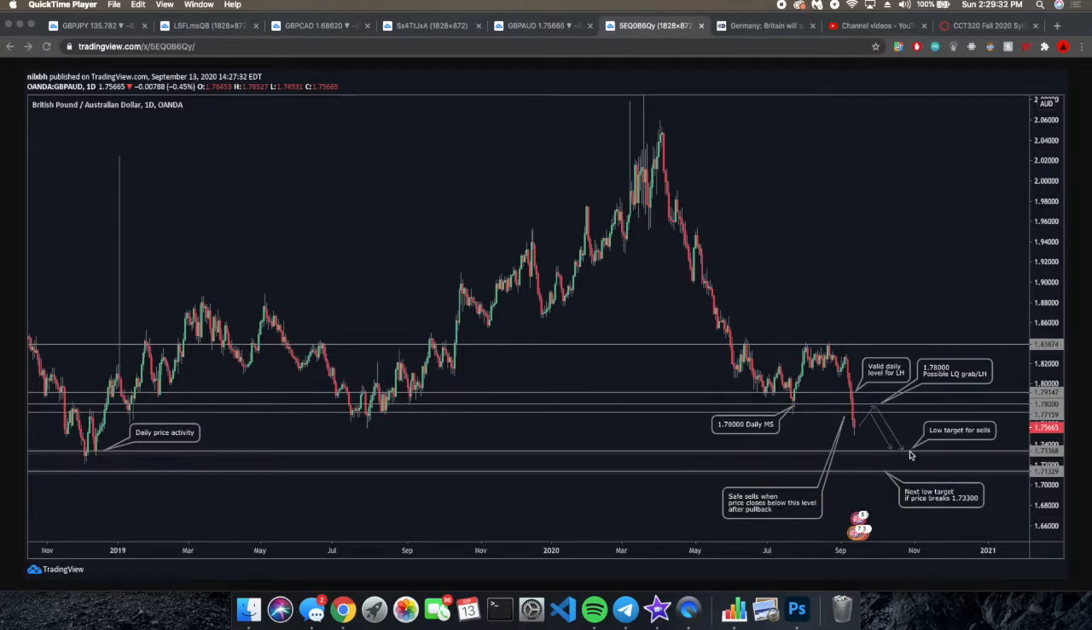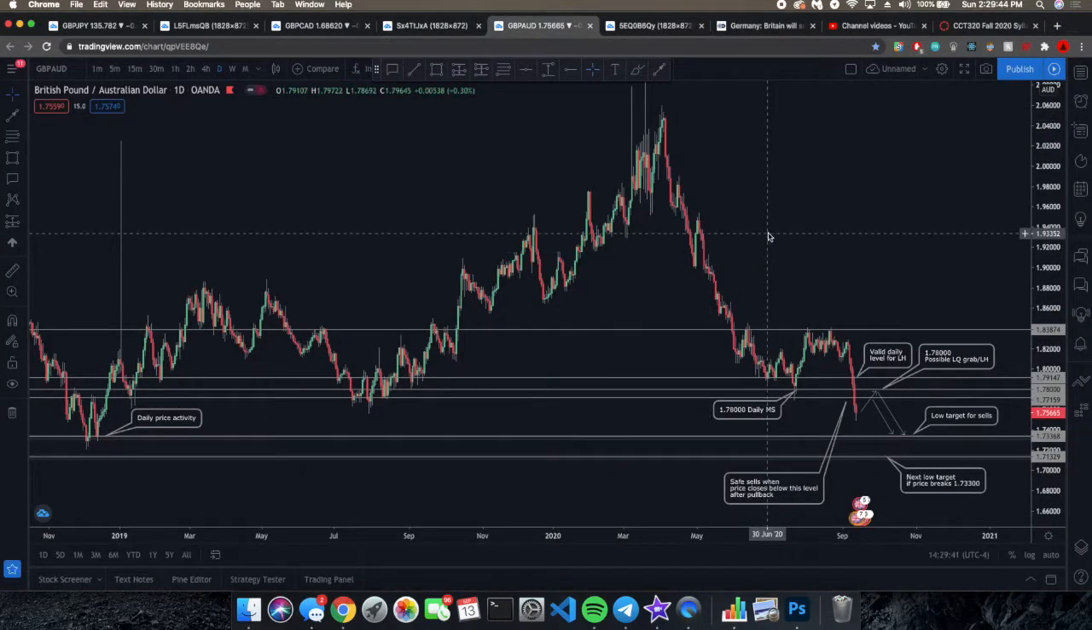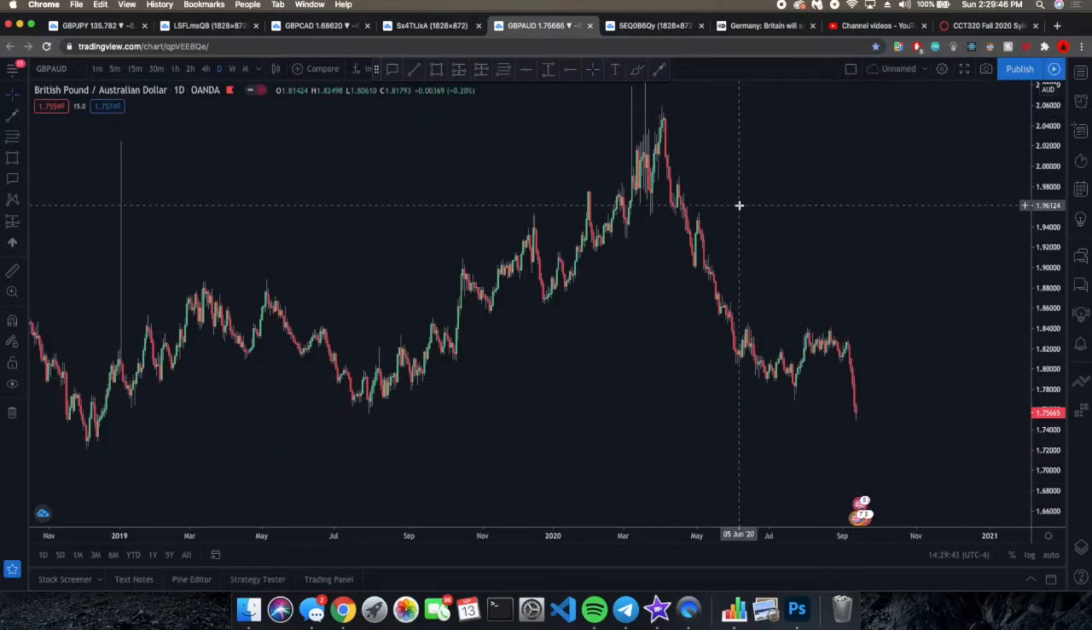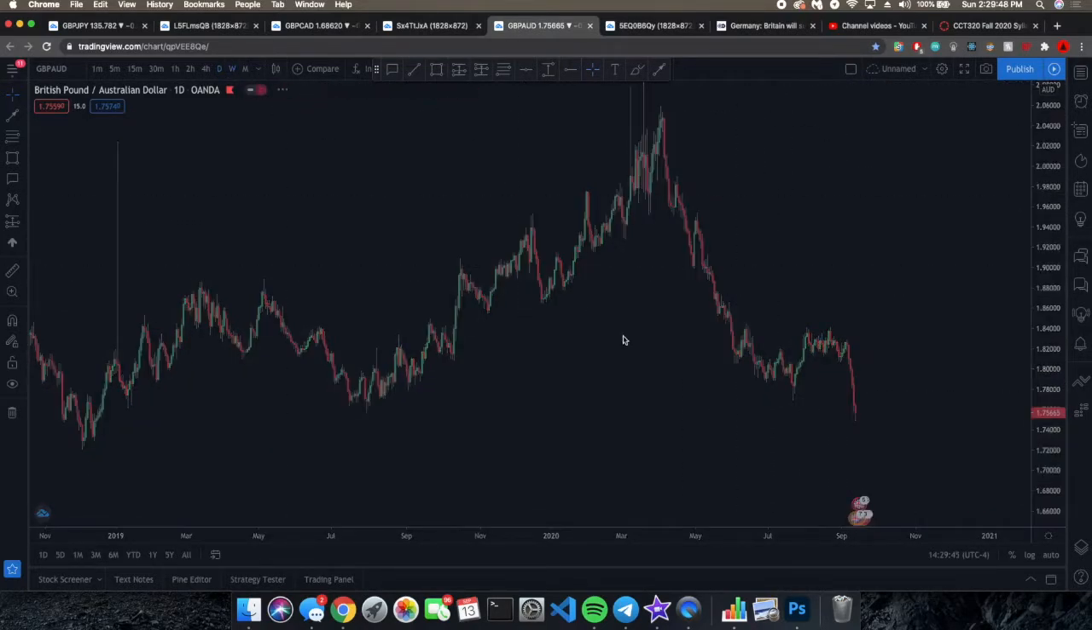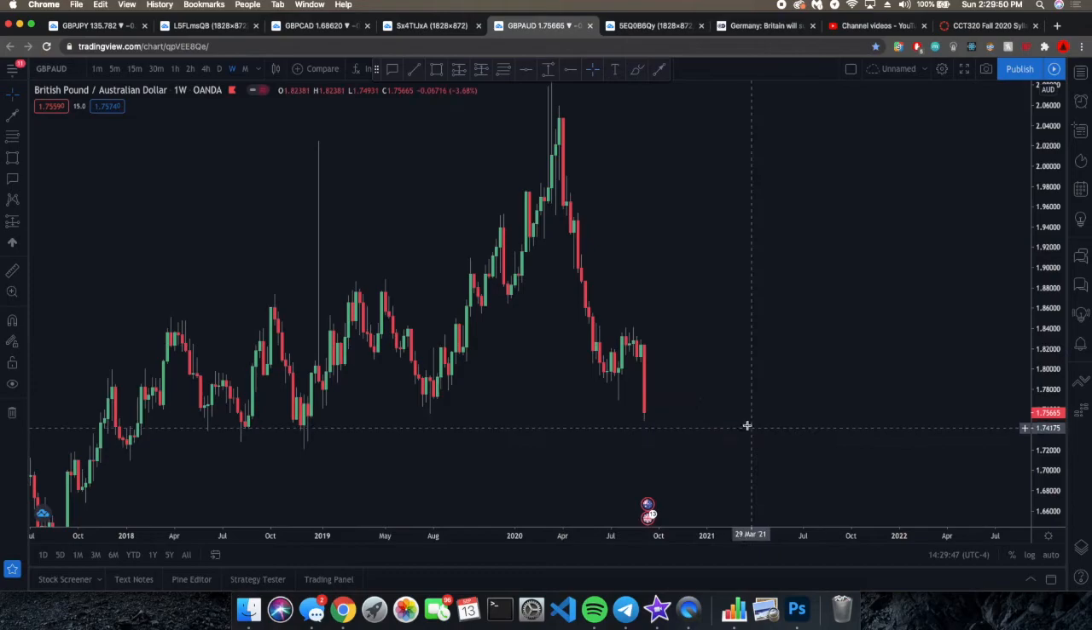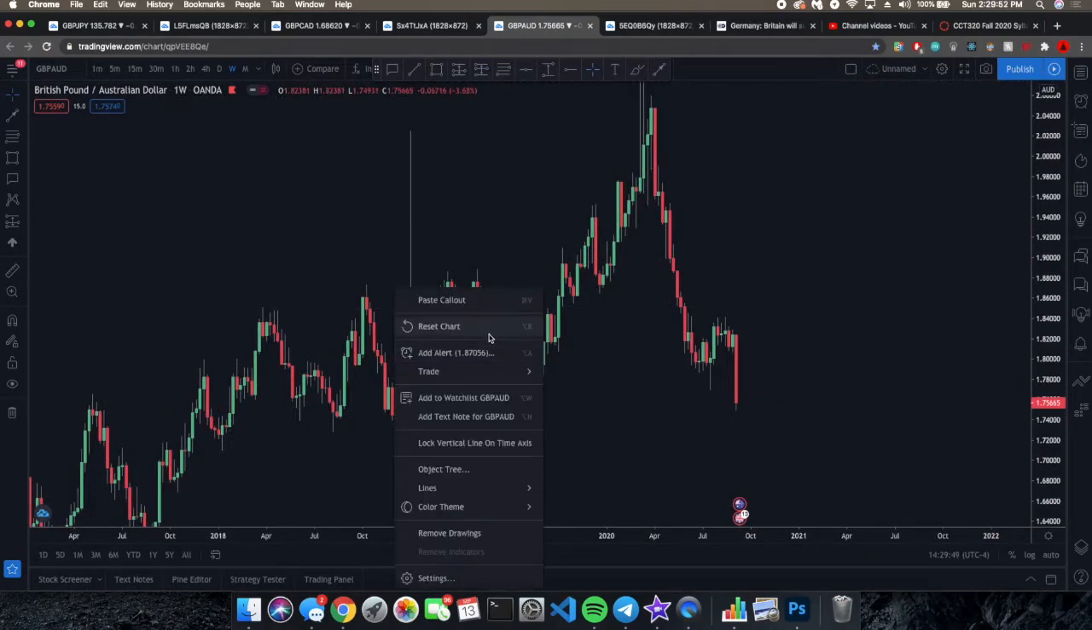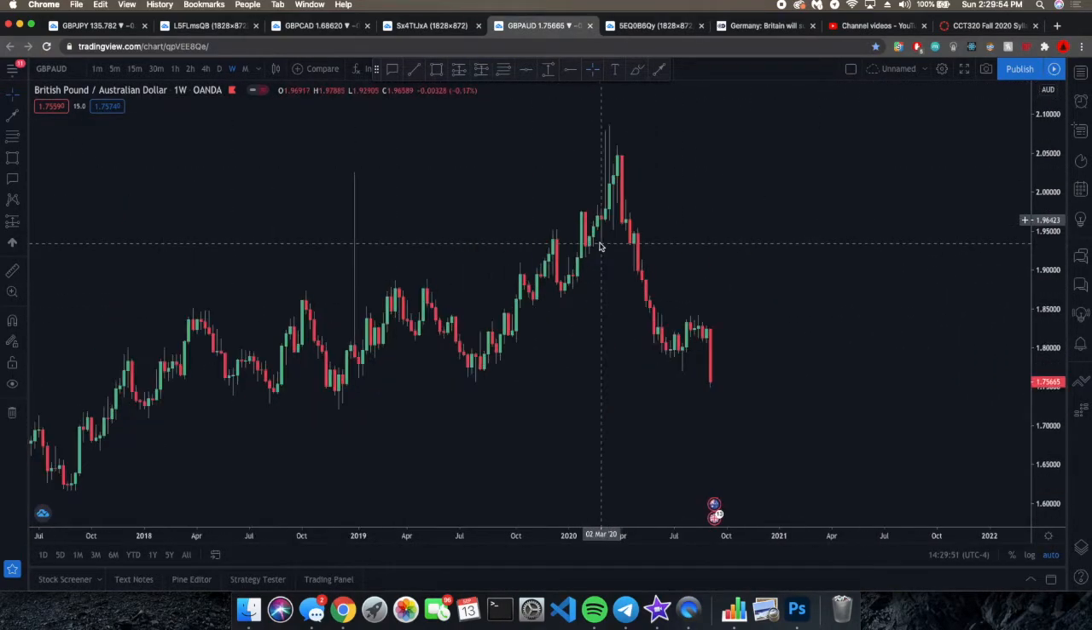So this is our first low target, and then I'll show you why I also have the next low target if price breaks 1.7330. Okay, so let's just map out these levels. Sorry, I'm going to remove everything so we can check on weekly and see what's happening on weekly, right?